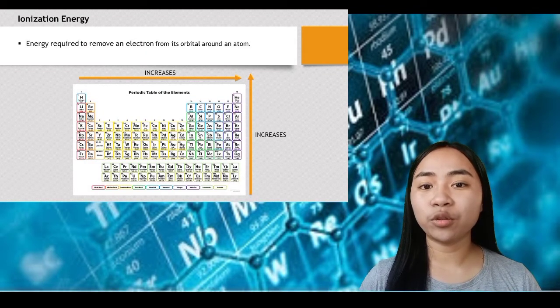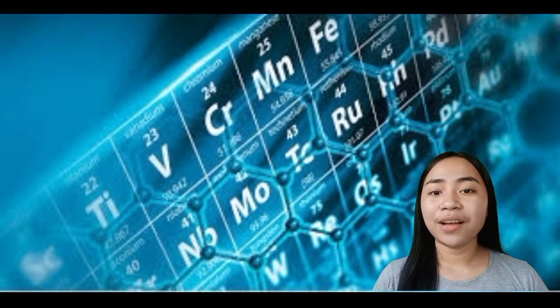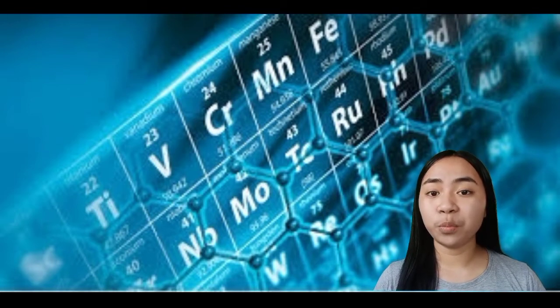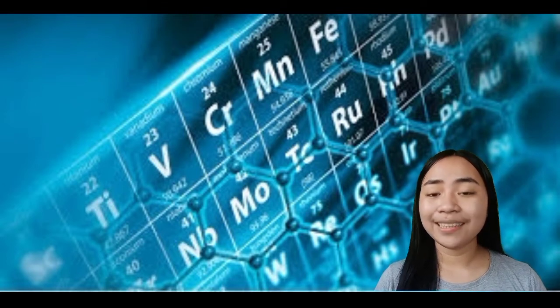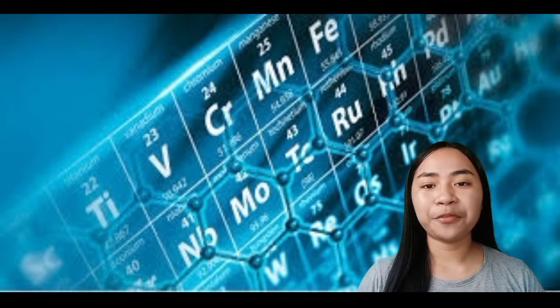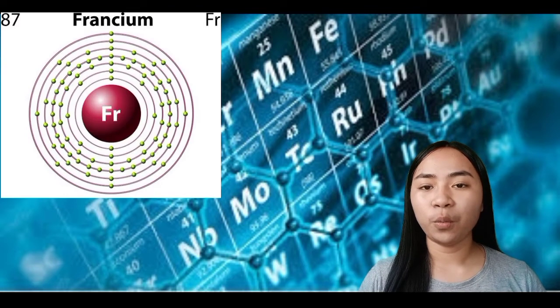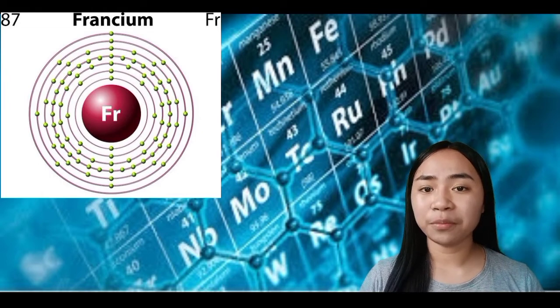Now the next periodic trend we will talk about is the ionization energy. Ionization energy is the energy required to remove an electron from the orbital of an atom. Take note that the farther the valence electron is from the nucleus, the easier it is to pull it out. On the opposite side, the closest valence electron to the nucleus cannot be easily pulled out because they are stable. Take for example francium. Francium is a very large atom with one valence electron. So it's easy to ionize because the valence electron is very far from the nucleus.